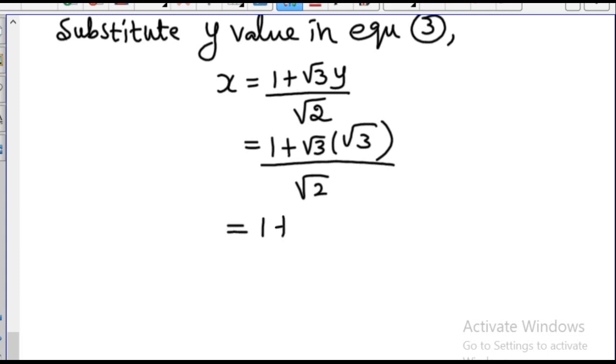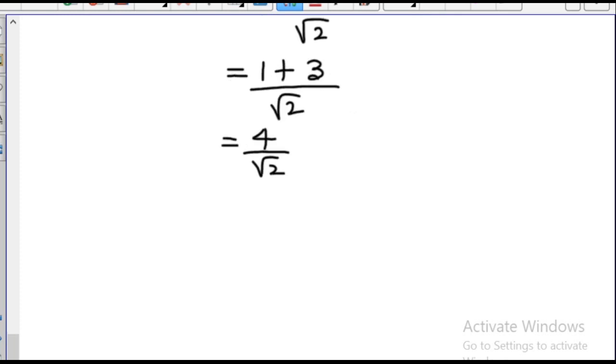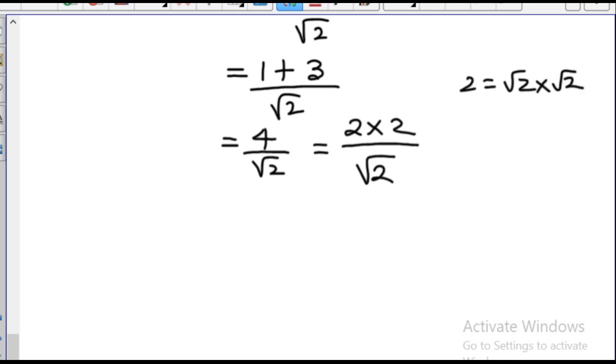That means 1 plus root 3 into root 3 you will get 3, by root 2. Therefore 4 by root 2. That 4 can be written as 2 into 2 by root 2. So we know that 2 is nothing but root 2 into root 2. So if you cancel this root 2, you will get one more root 2.